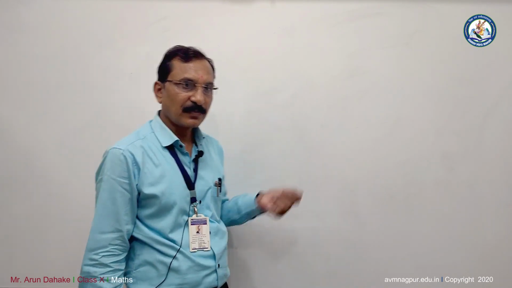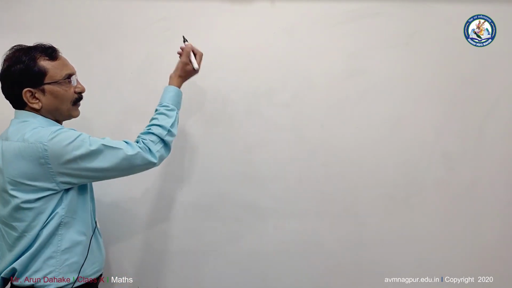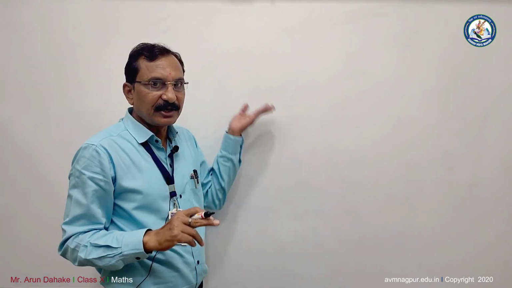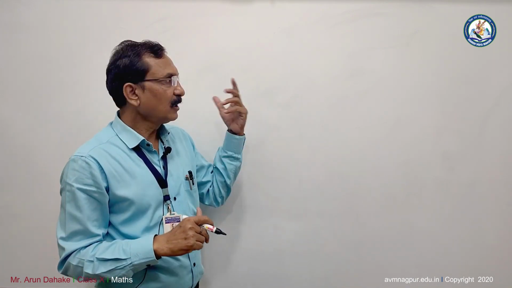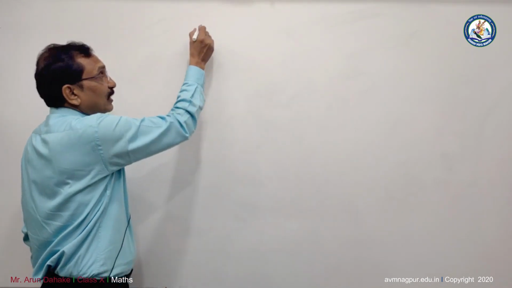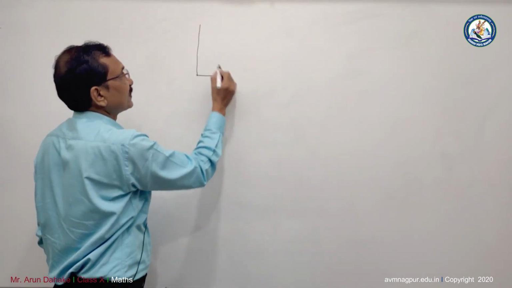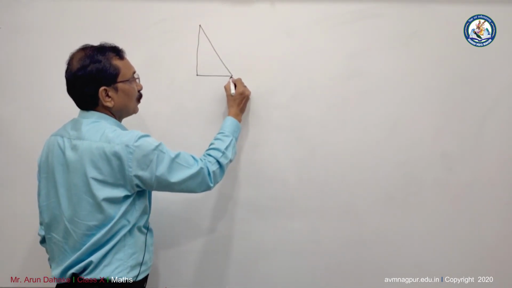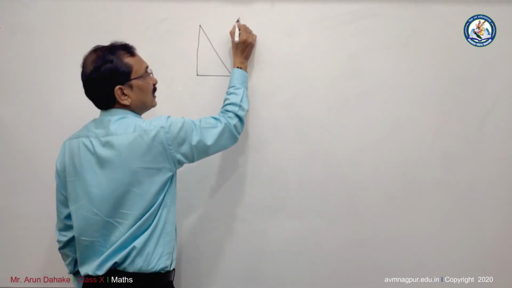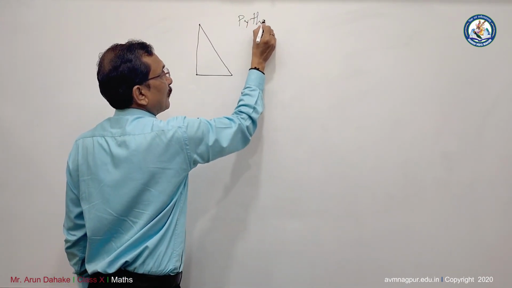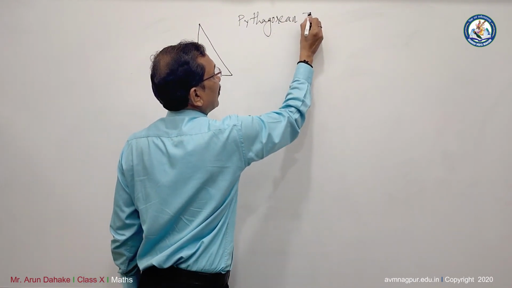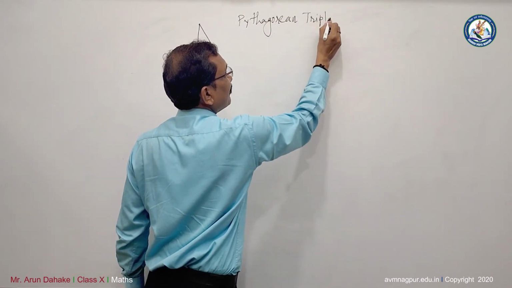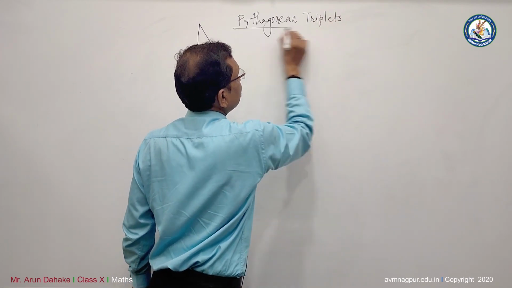Now students, we already studied how the Pythagoras theorem is proved. But now, Pythagorean triplets. What are Pythagorean triplets? Triplets means three integers.